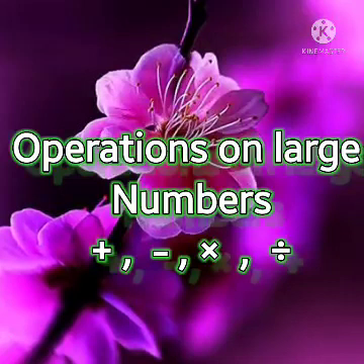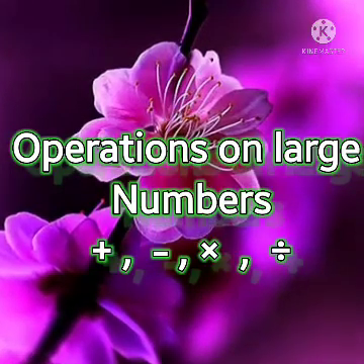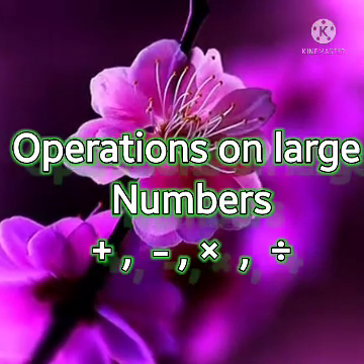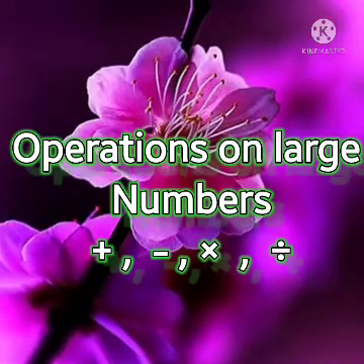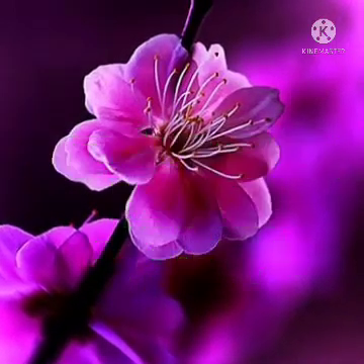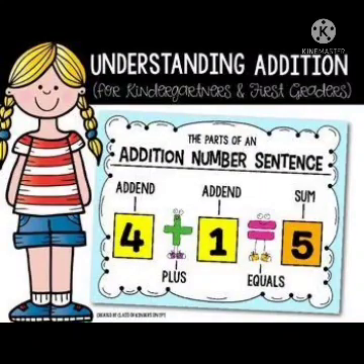What are the basic 4 operations? Addition, subtraction, multiplication and division. Let's see one by one. Addition. In addition, the numbers that are added are called addends, and the result of addition is called the sum. The symbol for addition is plus.